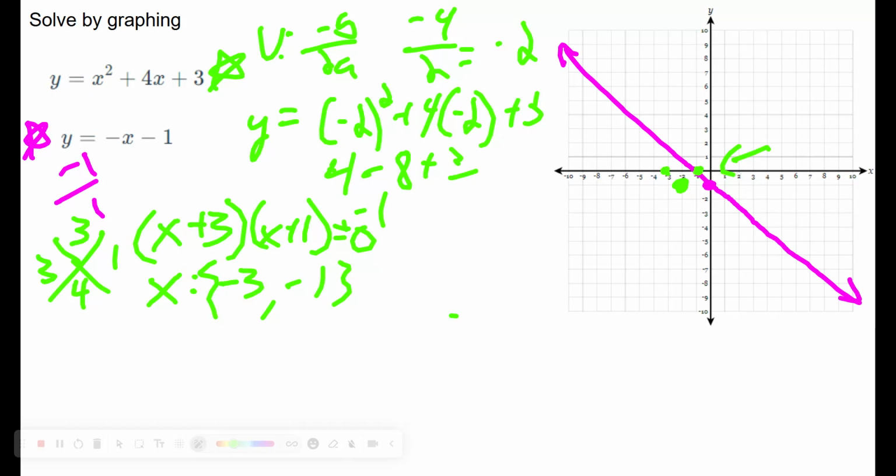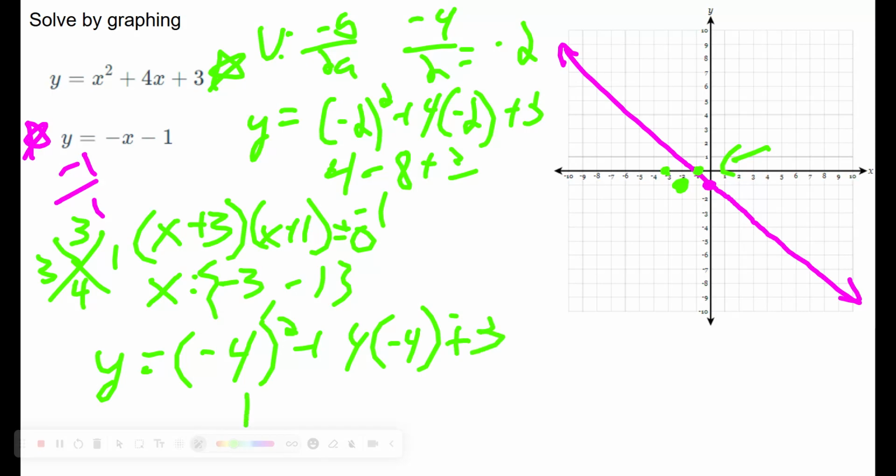How about if x is -4, y equals negative 4 squared plus 4 times negative 4 plus 3, 16 minus 16 plus 3, just cancel out. I'm at positive 3. I think if I had drawn my purple line a little bit better, that parabola would cross right there. Those are going to mirror each other.